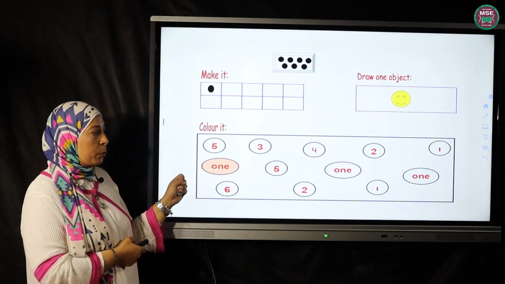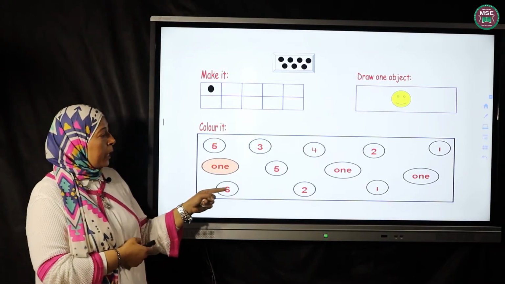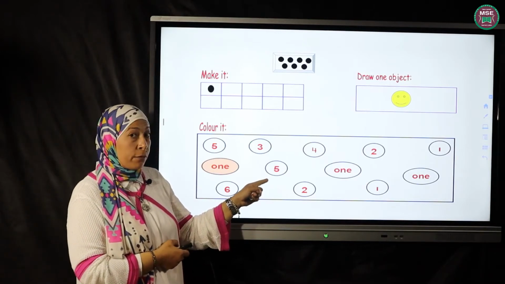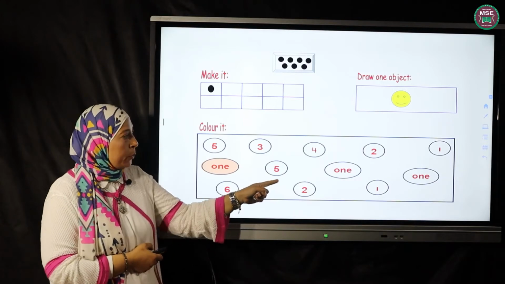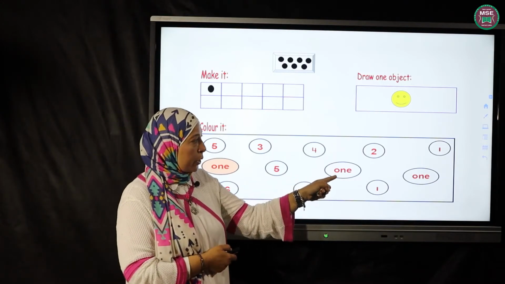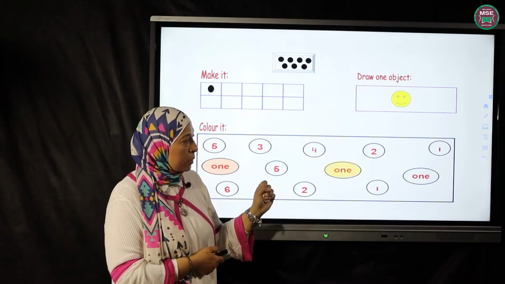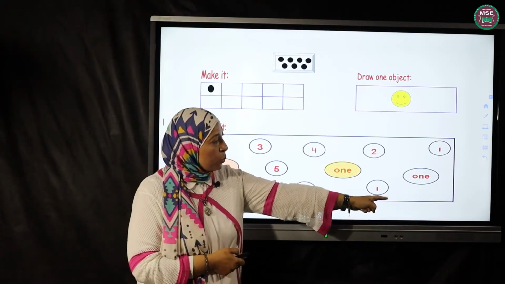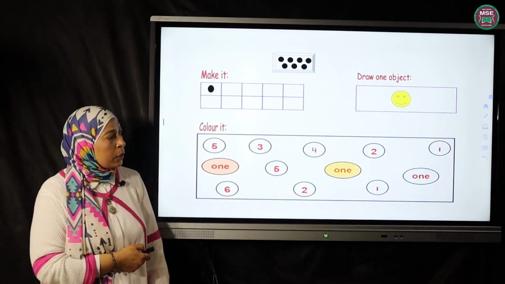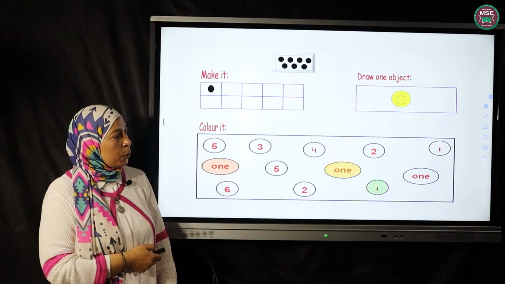Okay, so it's going to be number 1. Okay, and then I have number 5. Excellent. Can I color it? No. The next one also is number 1. O-N-E, 1. So I'm going to color it. Okay, what about the next one? Yes, it's number 1. We can color it also.